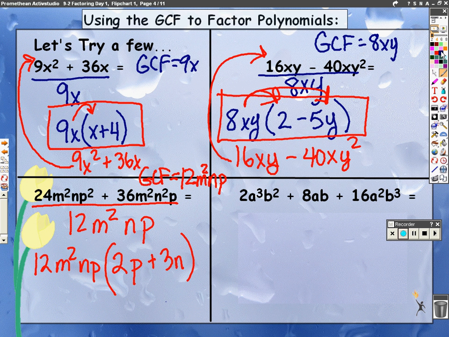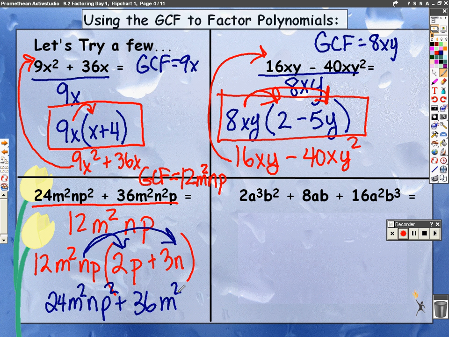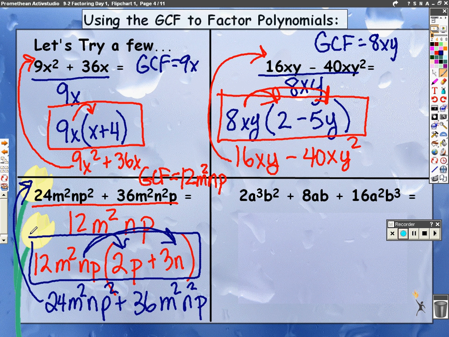And I'm going to distribute to check my work. And I end up with 24 m squared n p squared plus 36 m squared n squared p. And again, I ended up with what I started with, so I know that I have factored this correctly.